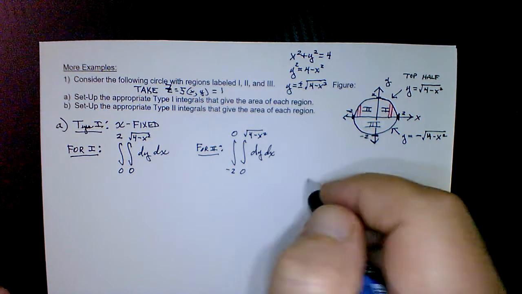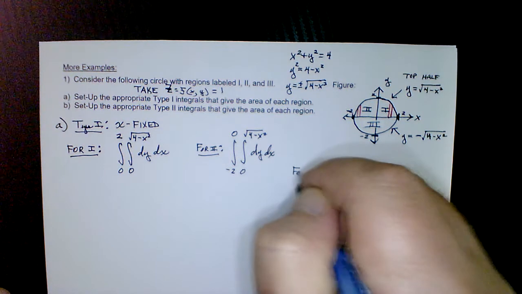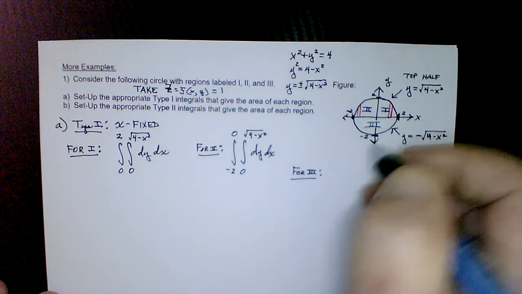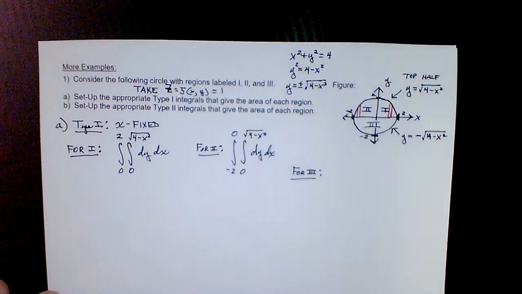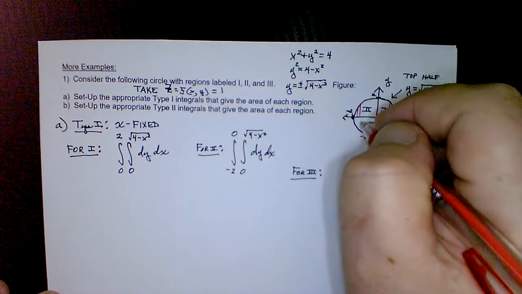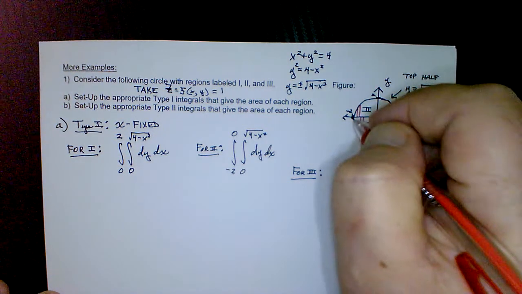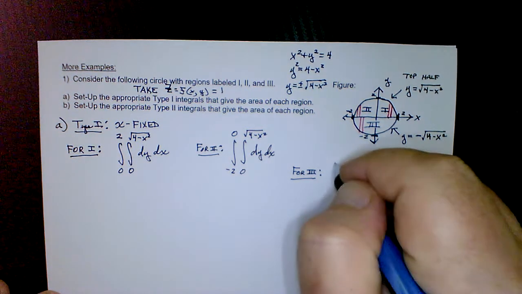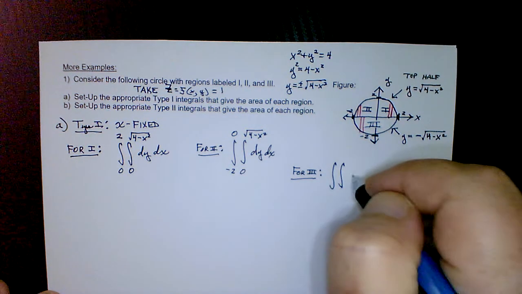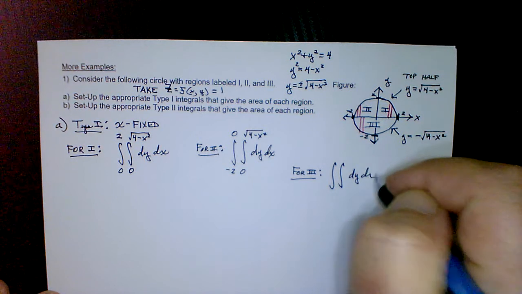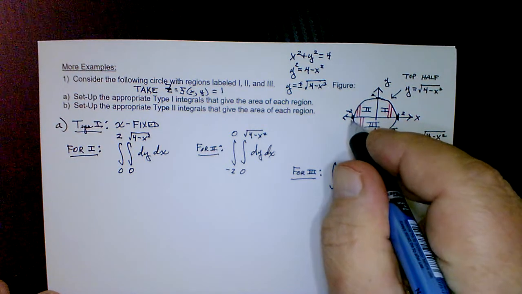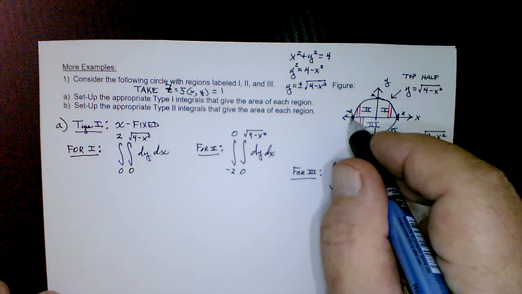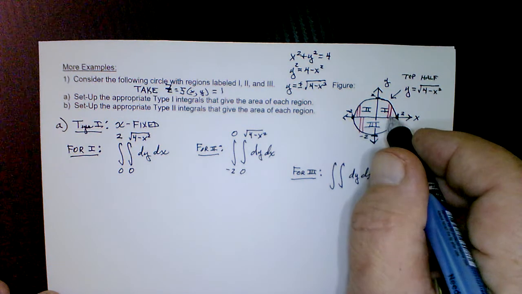So then for the third region, now we're on the bottom half of the function. Take any vertical strip that you like, but realize we're going all the way across. So when we set up the double integral, again, dy dx, because x is fixed, x is the outer. So that's going to range from -2 all the way to 2.